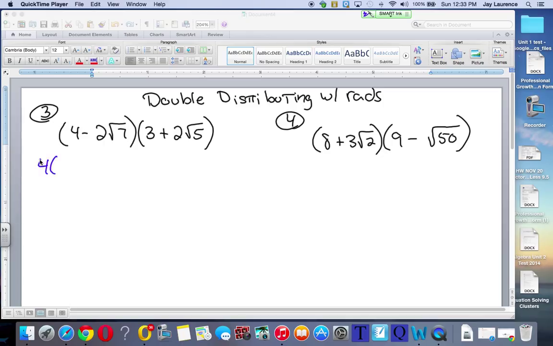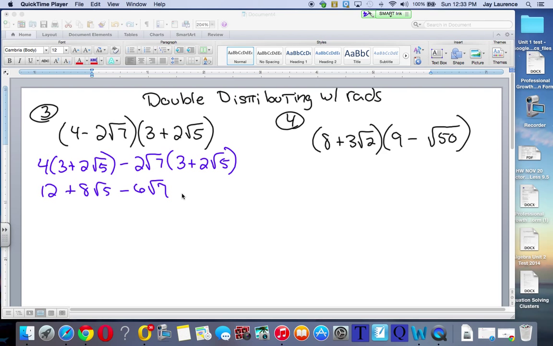So I'm going to rewrite it as 4 times the quantity of 3 plus 2 rad 5 minus 2 rad 7 times the quantity of 3 plus 2 rad 5. All right, so I'm going to distribute, and I'm going to get 12 plus 8 rad 5. And then here is going to be a negative 6 rad 7. And then a minus 4 and a rad 5 times 7. Now I notice in here that that's not going to simplify. There's nobody to pair up. 5 and 7 are both prime, so I'm just going to go ahead and multiply them together and turn them into 35. There's nothing to simplify there.